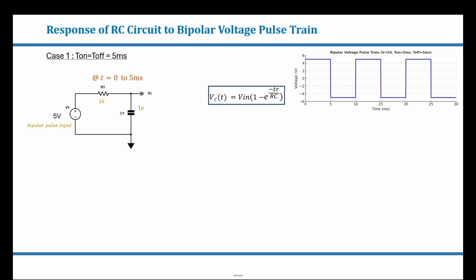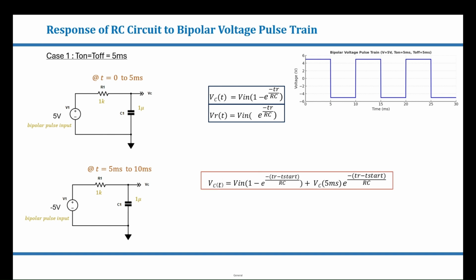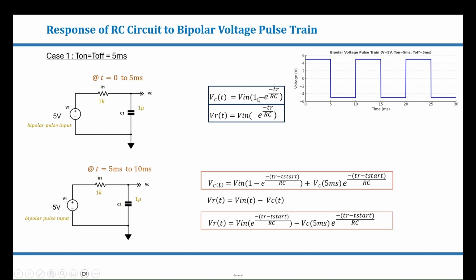Now let's look at the voltage across the resistor. From KVL we know that Vin is equal to VR plus Vc. On substituting Vc in this equation, we get VR to be equal to Vin into e to the power minus of Tr by RC. Now similarly, when the input is minus 5 volts, the Vc equation can be taken as derived previously, and on plugging this equation here, we get VR's equation.